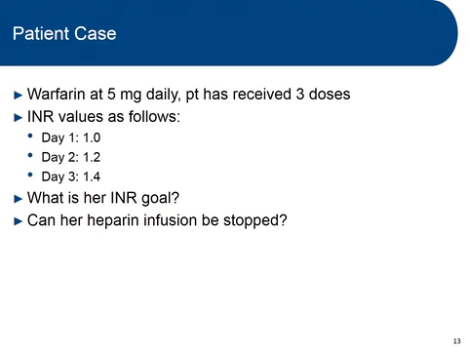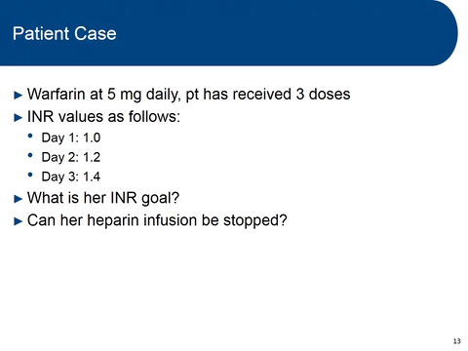It's a couple days later, so at this point she's received 3 doses, and her INR is as follows. On day 1, her baseline INR was 1. On day 2, her INR inched up a little bit to 1.2. Today is day 3, and her INR is 1.4. So I would say she's coming up nicely. If I had to guess, her INR would probably be maybe 1.7 or 1.8 tomorrow. Maybe on day 5 it would even be up into the therapeutic range at 2.